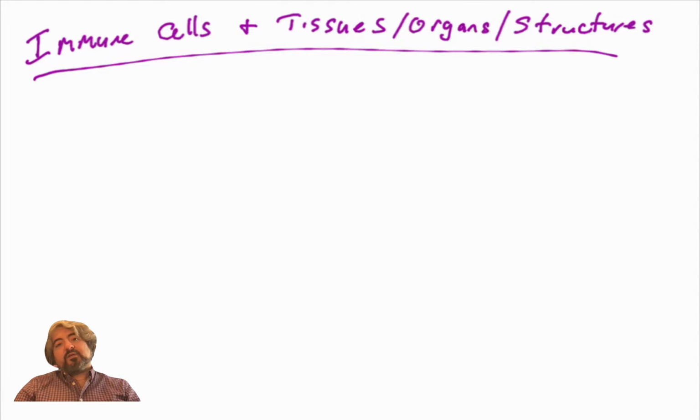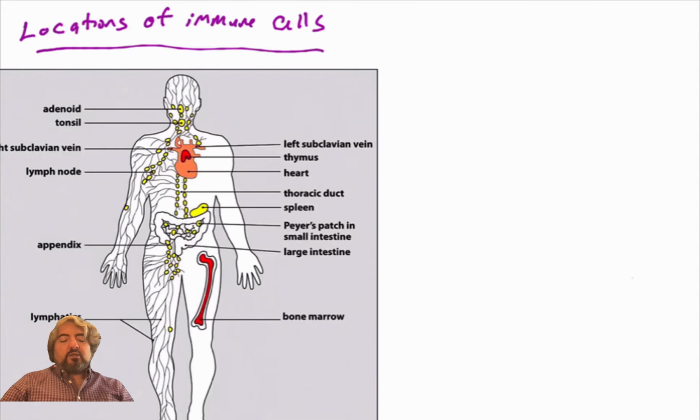In the previous video, we introduced the immune cells. Now let's talk about immune structures, immune tissues, where we find these immune cells. So we're going to find immune cells everywhere because pathogens can be everywhere.